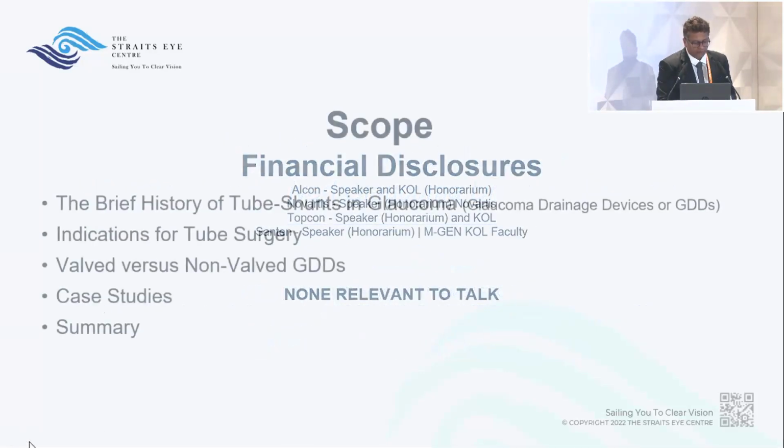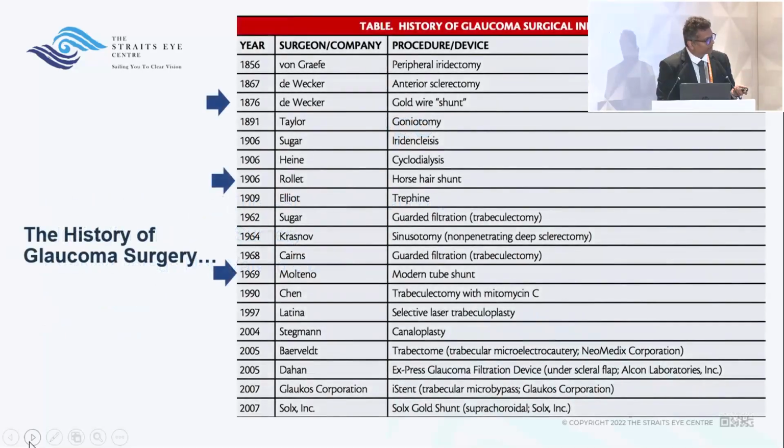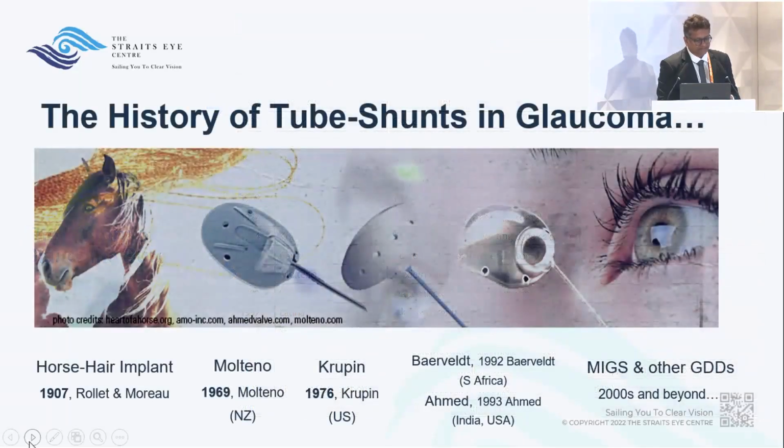All right. No financial disclosures of relevance. I'm going to reiterate some of the points that Professor Kirti made with regards to glaucoma tube shunts. There's an overall history of glaucoma surgery, which really started off with the German physician von Graefe with regards to peripheral iridectomy for angle closure, but really focusing on the history of tube shunts per se. It started off with the humble horsehair seton that was placed in the anterior chamber and served like a wick to drain the fluid, but very soon people realized that didn't quite work.